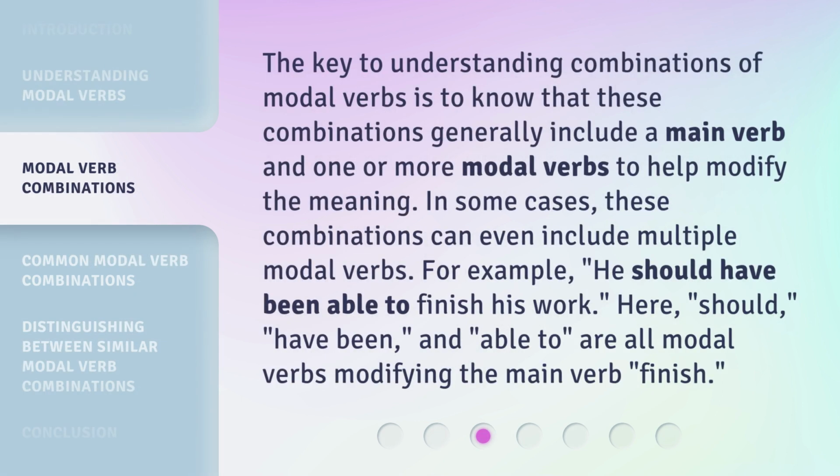The key to understanding combinations of modal verbs is to know that these combinations generally include a main verb and one or more modal verbs to help modify the meaning. In some cases, these combinations can even include multiple modal verbs. For example, he should have been able to finish his work. Here, should, have been, and able to are all modal verbs modifying the main verb, finish.